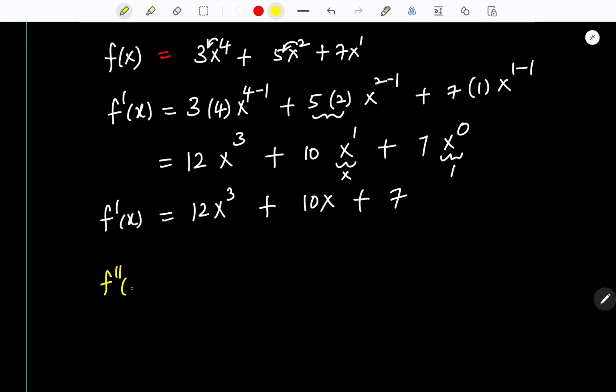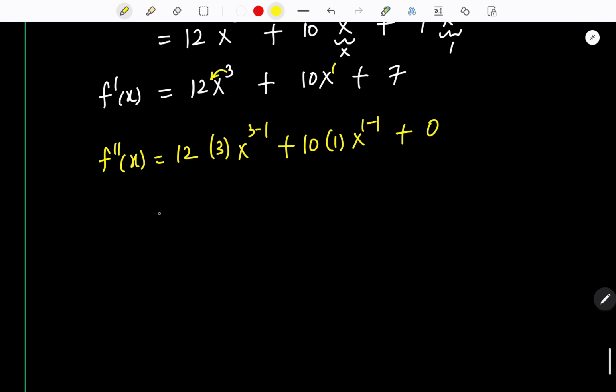Let's go with f double dash of x, which is the second derivative. 12 is here, 3 comes down, x to the power of 3 minus 1. 10 is here, 1 comes down, x to the power of 1 minus 1. And the number term is 0. So this equals 12 into 3 is 36, x to the power of 3 minus 1 is 2.